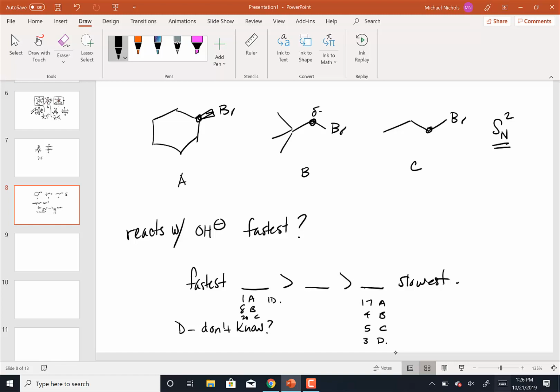All these carbons attached to bromines are slightly positive because they have given up some of their electron density to the bromines that are slightly negative. And so in each one of these cases, the hydroxide is going to come in and attack that carbon and kick off the bromine. And so that's the basis of our SN2 reaction. The hydroxide is going to come in, attack that carbon, and kick off the bromine. Or it's going to come in, attack that carbon, kick off the bromine.